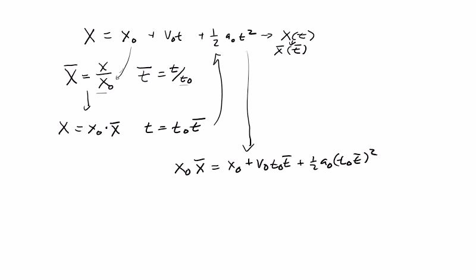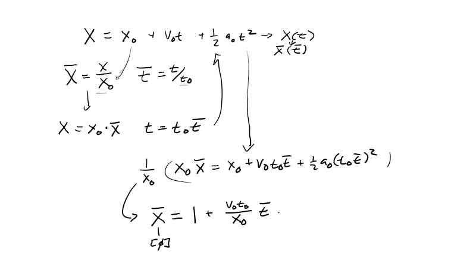Now, what do I do to make this dimensionless? I'm going to divide by x0. So I'm going to take this whole thing and multiply it by 1 over x0, and I get x bar. What are the units of x bar? They are dimensionless, right? So by the principles of dimensional homogeneity, this whole thing better be dimensionless when I'm done. So what is x0 divided by x0? 1, plus v0 t0 over x0 times t bar, plus a0 t0 squared over 2 x0 times t bar squared.